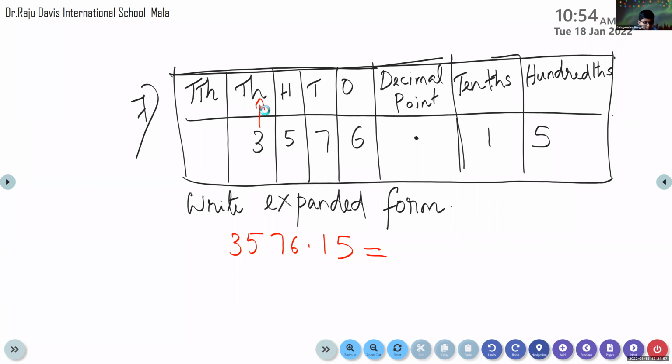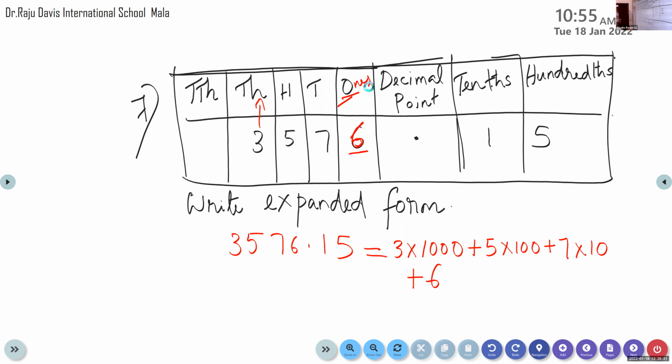So, give me the expanded form. 3 into 1000, plus 5 into 100, plus 7 into 10, plus 6 into 1. Where is the 0? Here the number is 6. It's looking like 0, but it is only 6, in the ones place. 6 into 1.